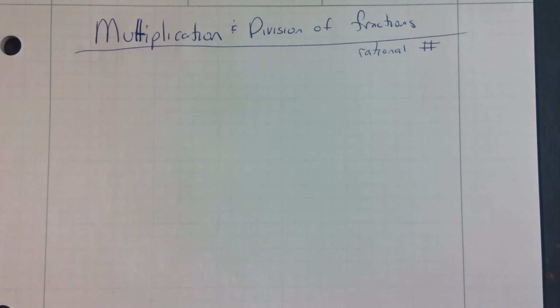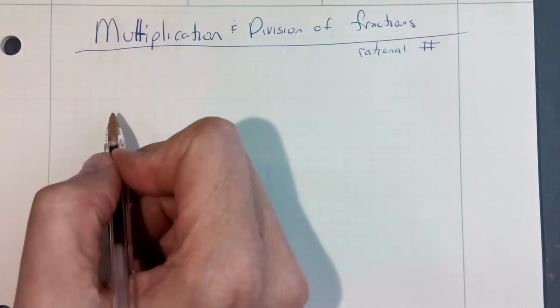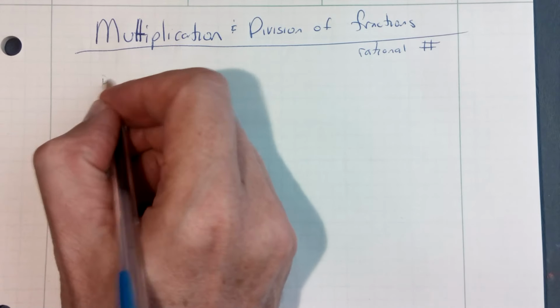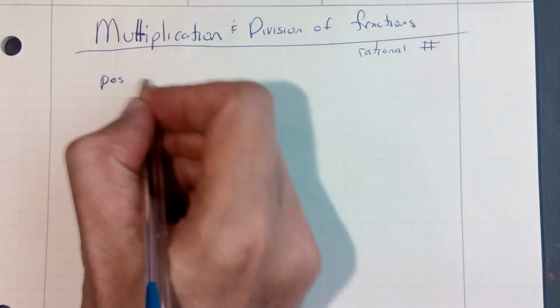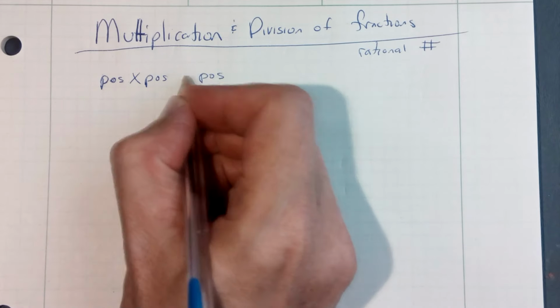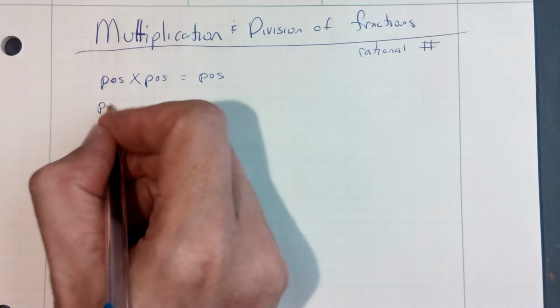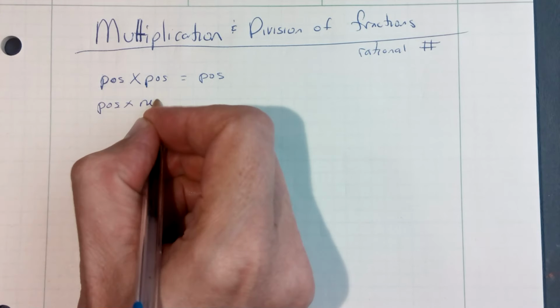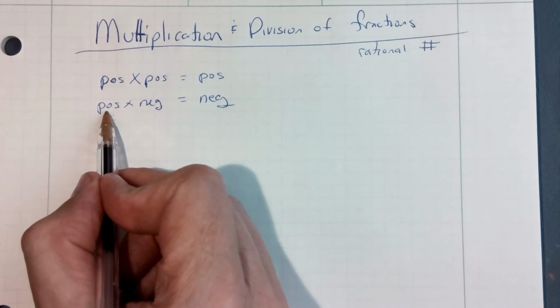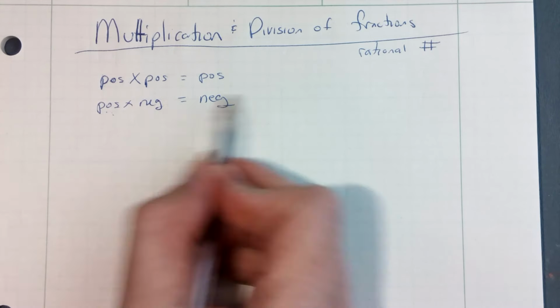Welcome. Today's lesson is going to be about multiplying and dividing fractions or rational numbers. Before we get into that, though, I want to do a very quick review of our signs when it comes to multiplication. Remember that a positive times a positive is always going to be a positive. A positive times a negative will be negative. And vice versa. If the first one's negative and the second one's positive, it'll still be negative.